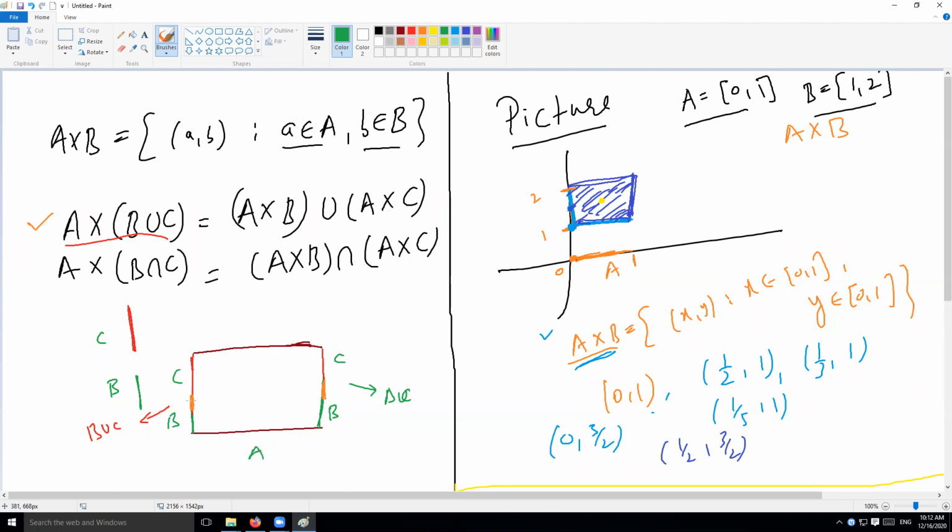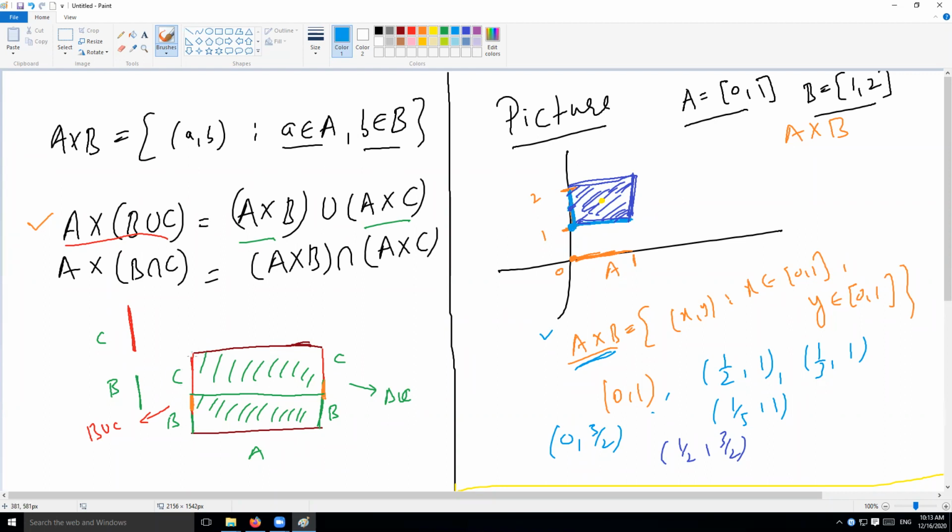So where is A cross B? A cross B is basically this rectangle. Do you agree with me that this rectangle is going to be A cross B? Yes, sir. And where is A cross C? So A cross C is the above rectangle. And what is the identity telling you? That if you combine A cross B with A cross C, you should get A cross B union C, which is this entire picture actually.